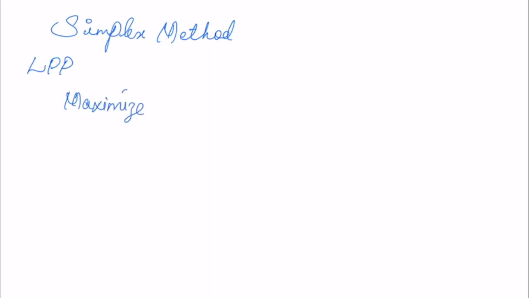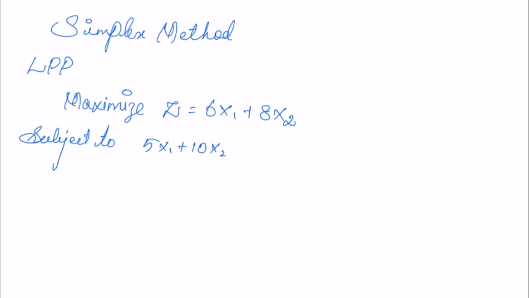Maximize z is equal to 6x1 plus 8x2 subject to 5x1 plus 10x2 less than or equal to 60, 4x1 plus 4x2 less than or equal to 40, x1 and x2 greater than or equal to 0.